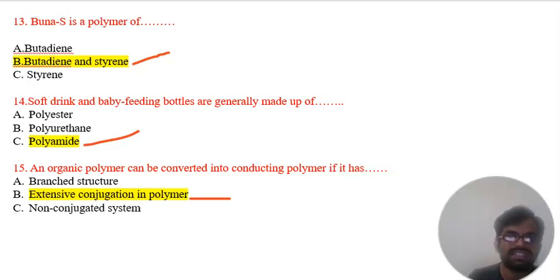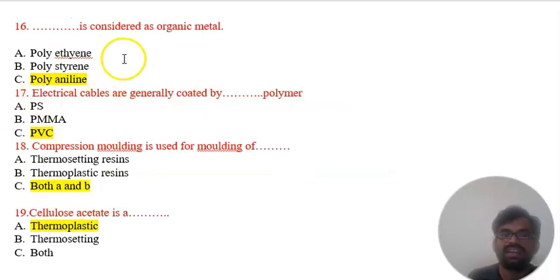Now you can see the 16th bit. The 16th bit is also very important. It came in earlier exams. Dash is considered an organic metal. This is also repeated from earlier. So polyaniline is the right answer. Now the 17th bit. The electrical cables are generally coated by dash polymers. So the right answer is PVC, polyvinyl chloride, for the 17th bit.